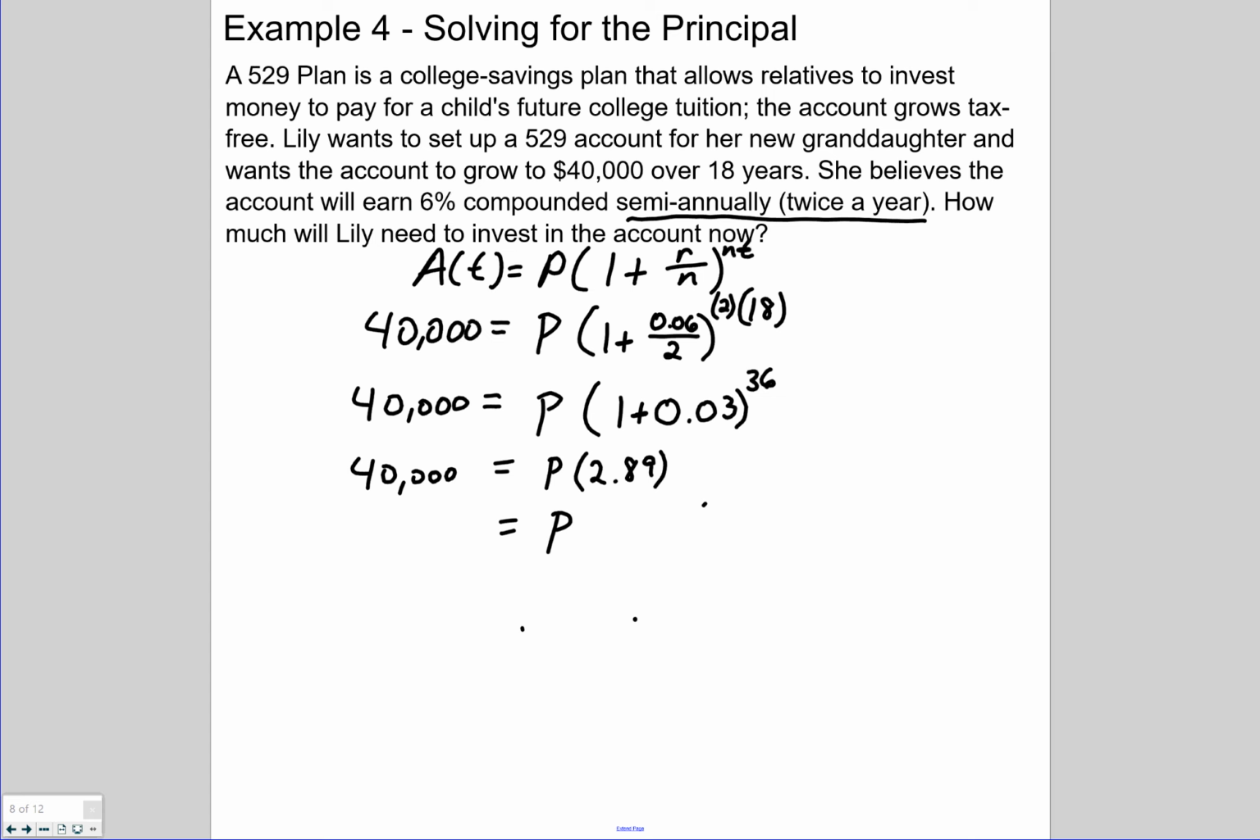Okay, can we get the amount of money that Lily needs to deposit into this 529? P is 13,801.29. So 0.30. Got it. All right, so basically, if Lily wants to make sure that her granddaughter has $40,000, she needs to put in just over $13,800 today, and that's it. And not touch it for 18 years.